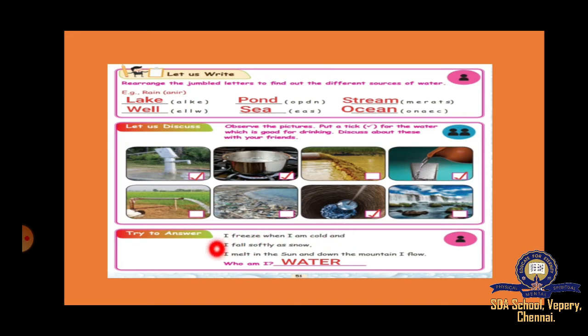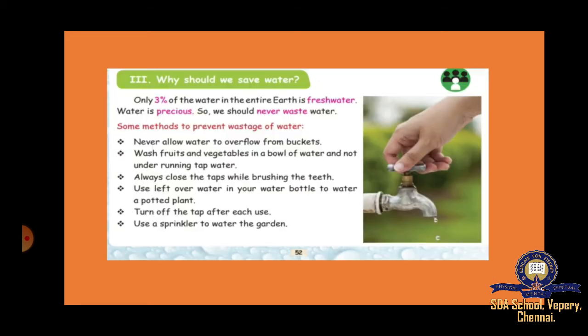Okay, now what is the answer for this? I freeze when I am cold and I fall softly as snow. I melt in the sun and down the mountains I flow. Who am I? I am water. Right? Water. The lesson is about water. So it is water. Okay.